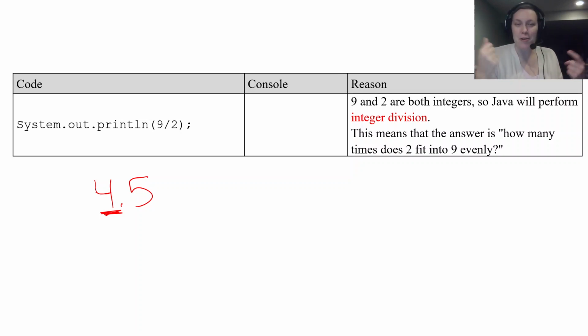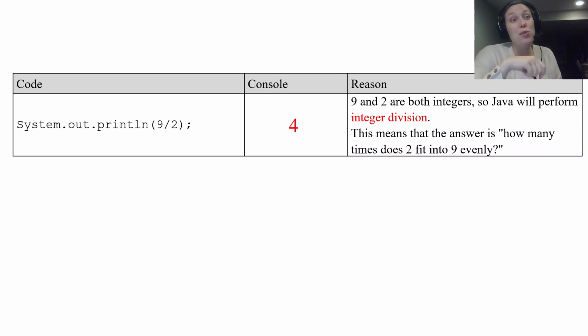If you kind of remember your math from elementary school, way back when, okay? But it goes in evenly 4 times. And in integer division, Java reports only the 4. Okay, so when you print off this statement, you're only going to get a 4. That's just one of a very long series of fun things that happen with Java.